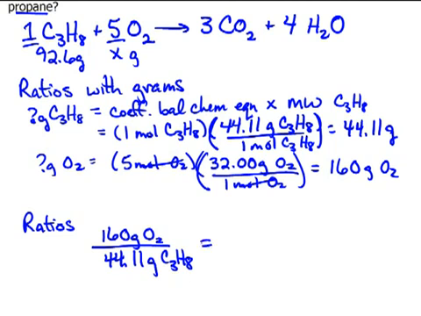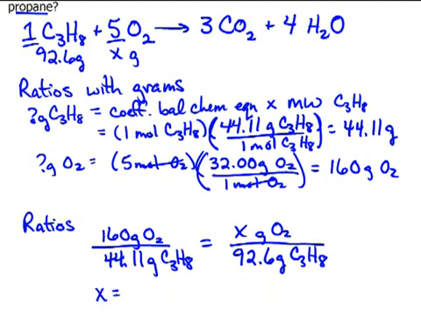Then we go to the other side and we say, oh, well, I want to know how many grams of O2. If this time we don't have 44.11, we have 92.6 grams of C3H8. That's what was given. So now I can cross multiply and solve, and I will get 336 grams of O2 are needed. Okay, and this is method C.